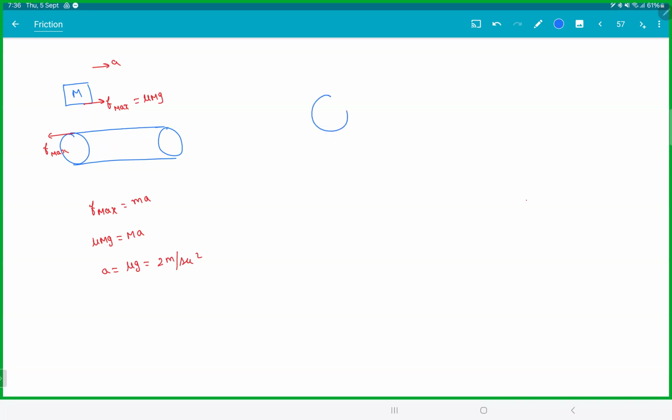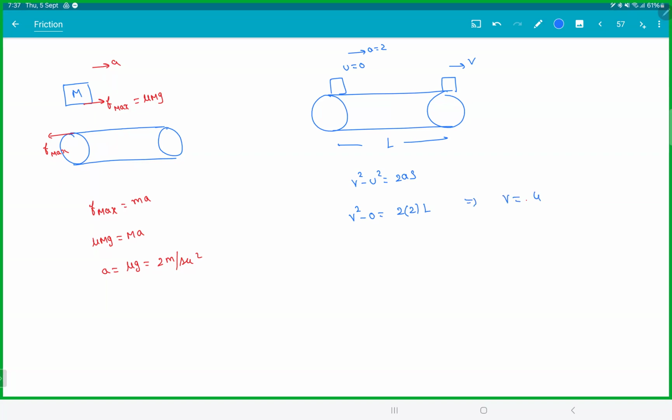So as this block here, initially it started with speed 0, but it has an acceleration a is equal to 2. Once you reach this corner here, you gain speed v here, and the length is l. So v square minus u square is 2as. So v square initially is 0, 2, 2, and l. So we got v is equal to 4 root 2 root l. Perfect. Clear? But there is a problem.